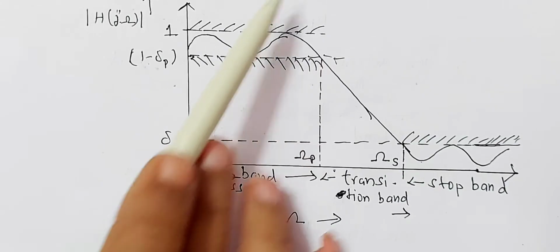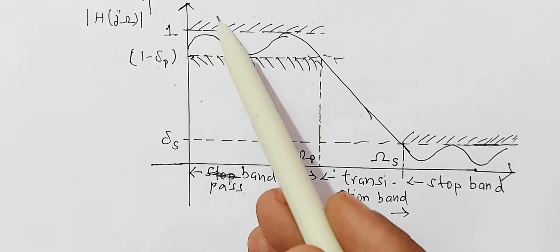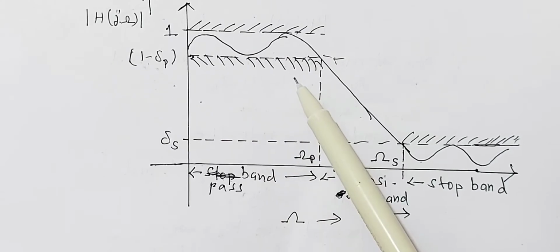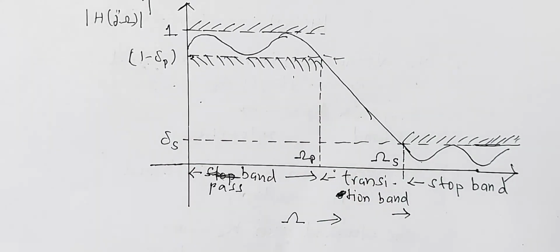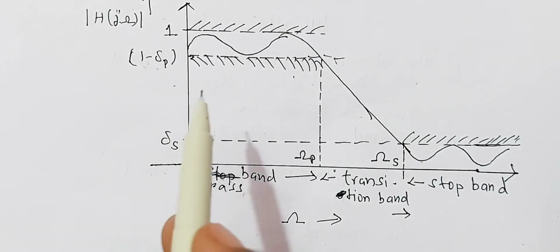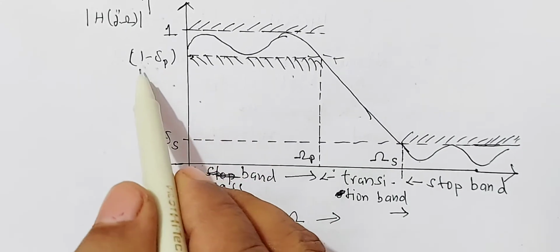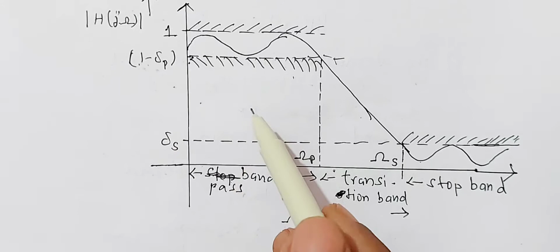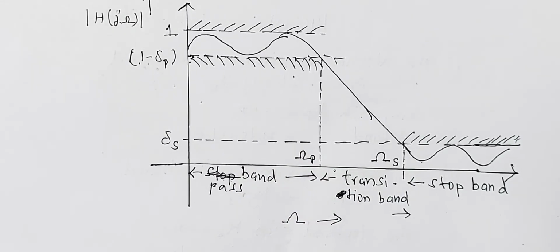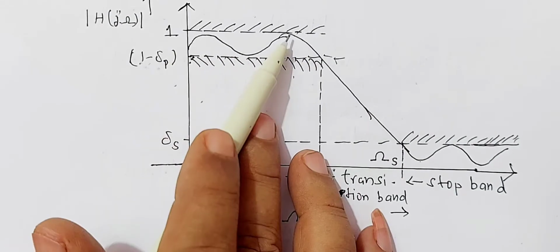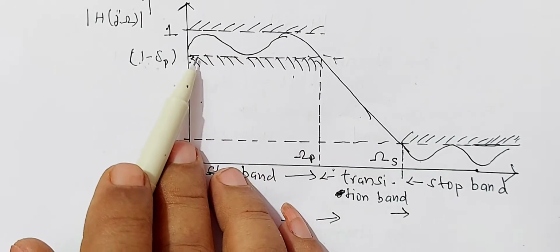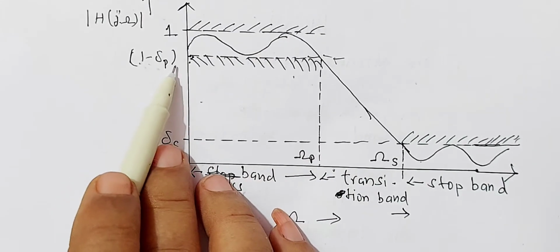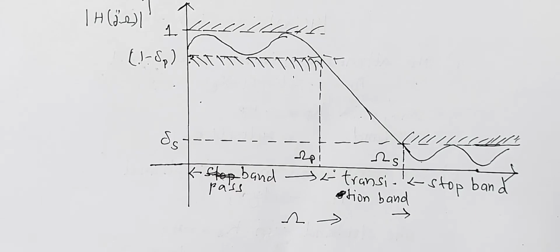In this pass band, above these portions and below these portions, there are no values. This is the specification. The frequency response has values only between 1 minus delta p and 1. Above 1, no value. Below 1 minus delta p, no value. In general, we assume that the maximum value of the filter is 1, and from 1 to 1 minus delta p is allowed. Here delta p is called the tolerance in the pass band. That is, you can tolerate that value.